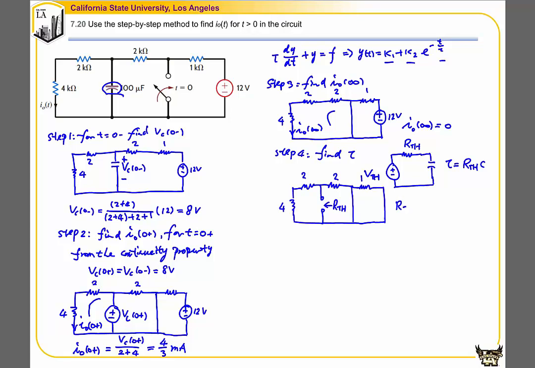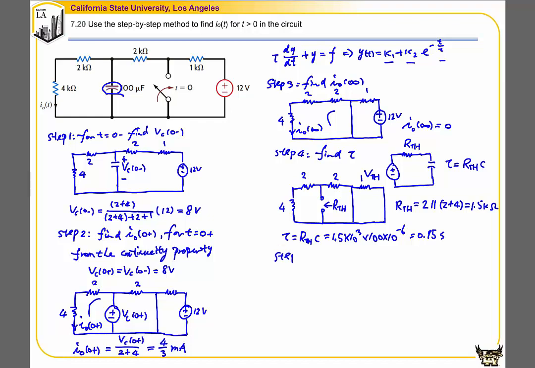Then RTh is equal to this branch, 2 in parallel with 2 plus 4, that is 1.5 kilo ohm. Then we can find the time constant tau, which is equal to RTh times C, that is 1.5 times 10 to the power of 3 times 100 times 10 to the power of negative 6. So that is 0.15 second.